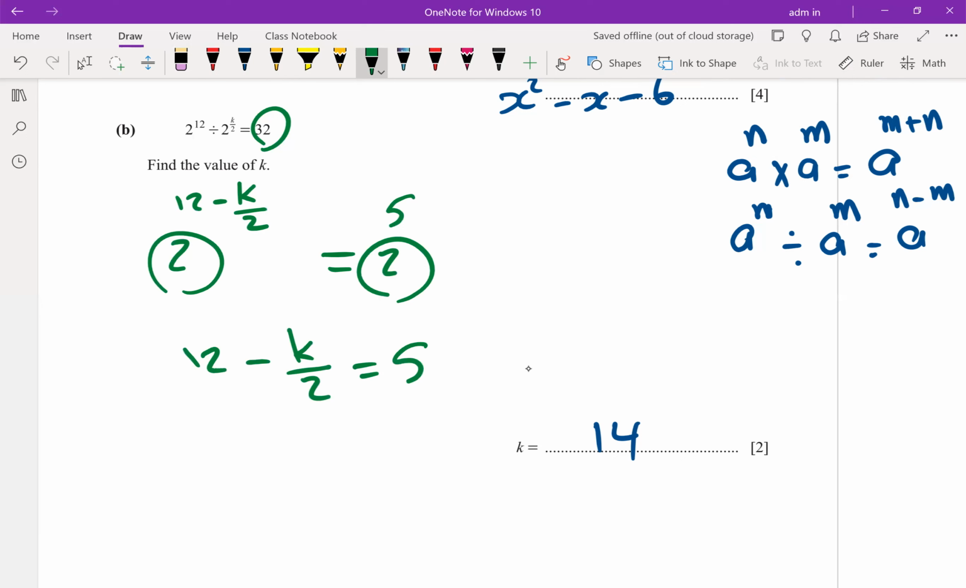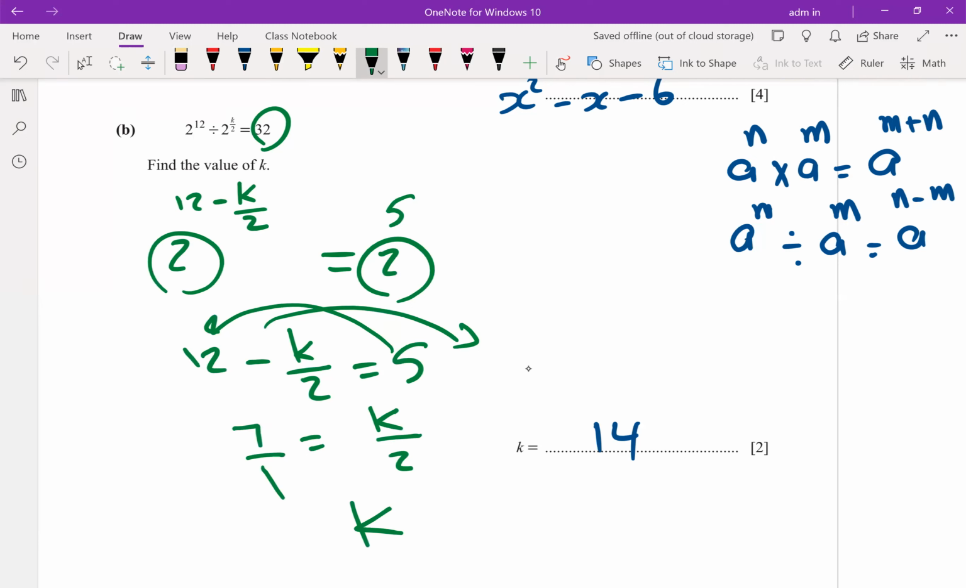So how to solve this equation? By moving it to the other side will be k over 2. Move 5 to the other side will be 7. Cross multiplication, so k is equal to 40.